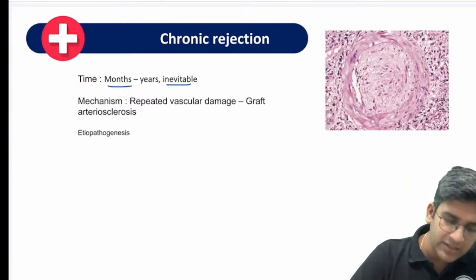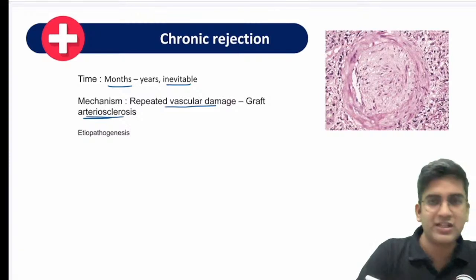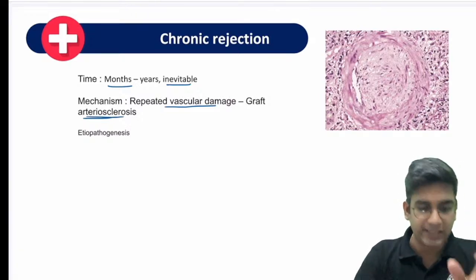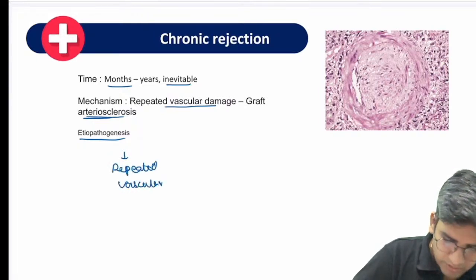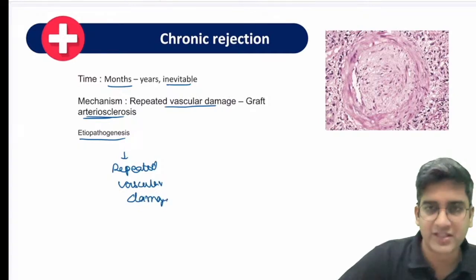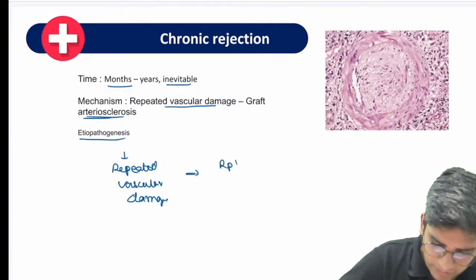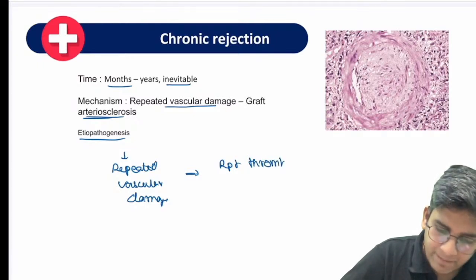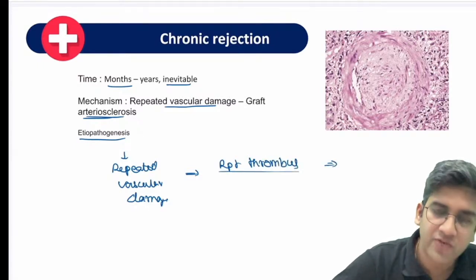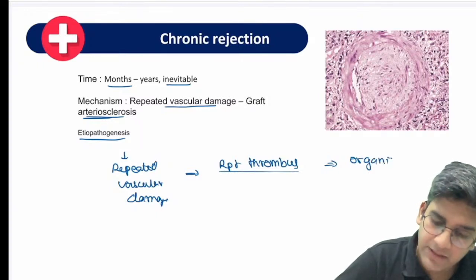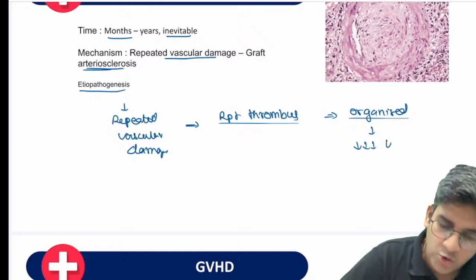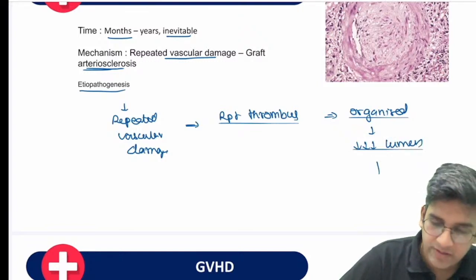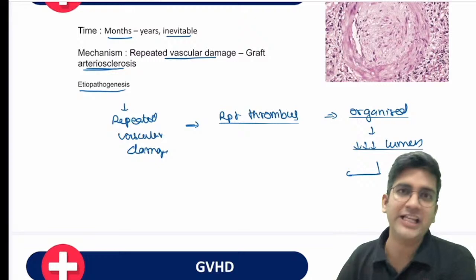In chronic rejection, the problem is repeated vascular damage, which results in graft arteriosclerosis. Sclerosis means thickening, right? There is repeated vascular damage due to antibodies only. This will result in repeated thrombus. If I'm having repeated thrombus, one of the outcomes of thrombus is organization. That organized thrombus will reduce the lumen of the vessel like anything. Once the lumen reduces, I'm going to have tissue destruction, healing by fibrosis.